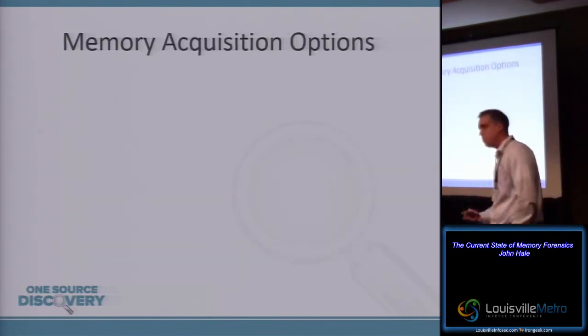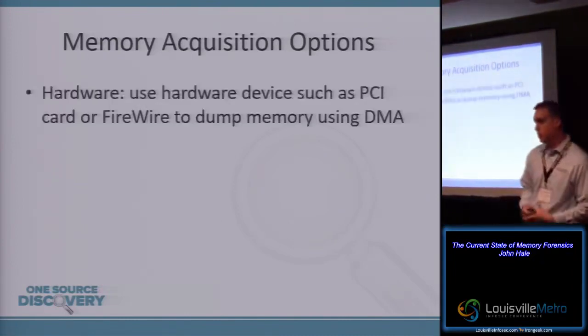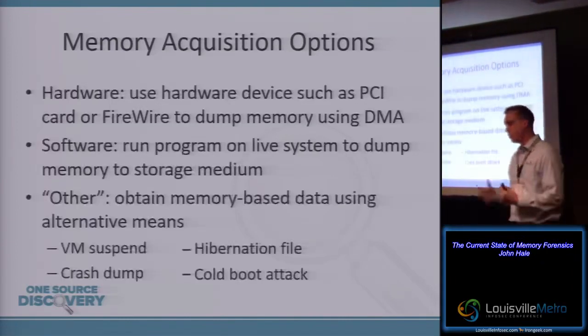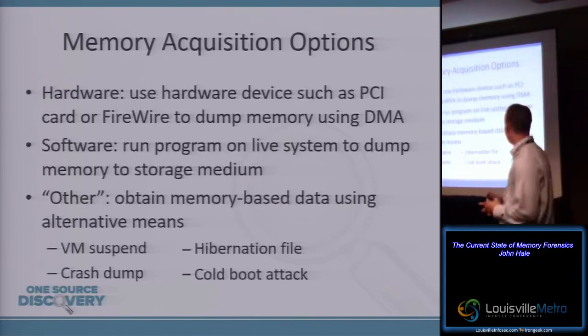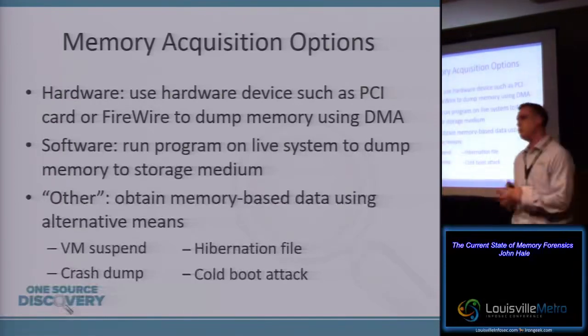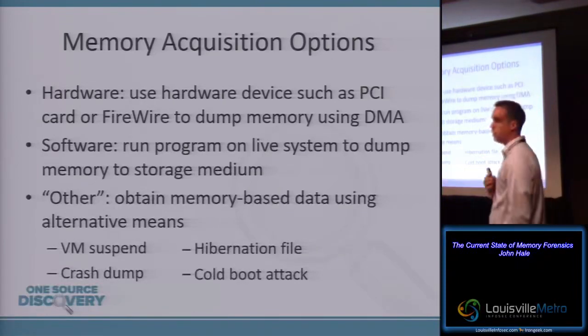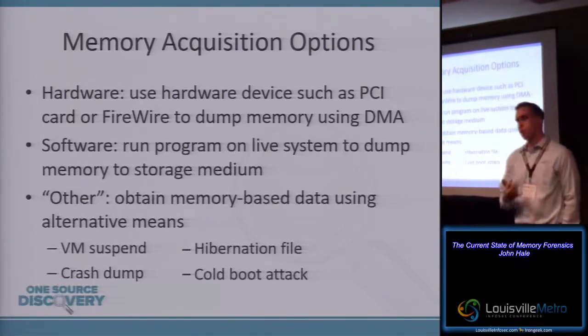There are various options in this space. I like to kind of categorize it into three broad categories. There's hardware, software, and this other hybrid category that has some alternatives. So the hardware category would be using something like a PCI card or FireWire to dump memory using direct memory access. I talked about this quite a bit more last year. I'm not going to really get into it. That is an option.